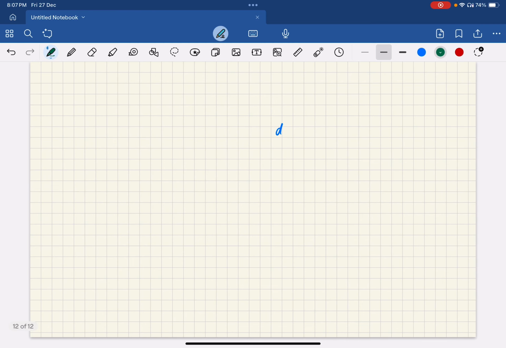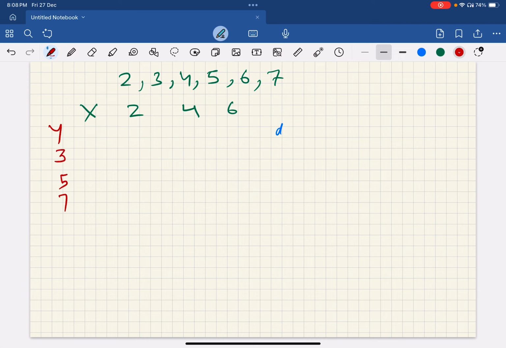She has got 2, 3, 4, 5, 6, 7, six numbers. So she has made a group X. These are even numbers, so 2, 4, 6. Then she has taken a group Y, which are odd numbers. So 3, 5, 7. So now she has an option of choosing an even number first. So she could have written 2, 3, 23. Okay. 2, 5, 25. 2, 7, 27.